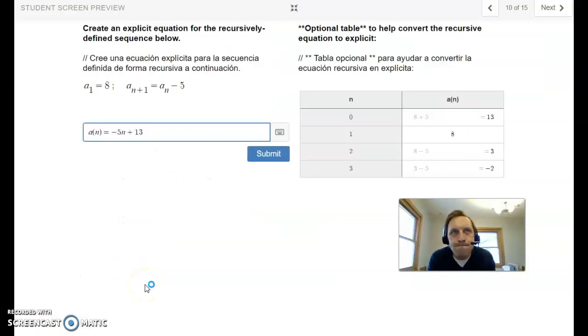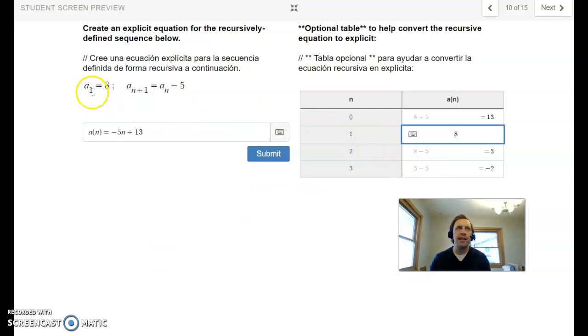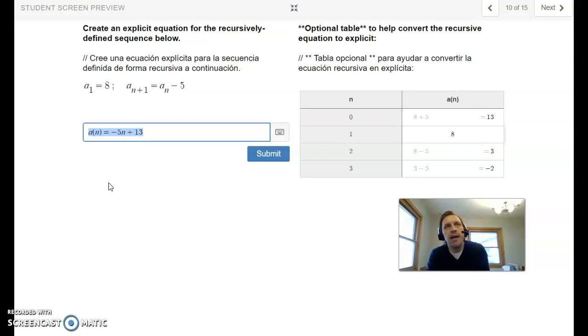So how'd you do? Again, filling out this table, you should have started with 1 giving you 8. That's the first term, so it should be 1/8. Then to go down, you're going to subtract by 5 each time. Go back up by adding 5 to get your y-intercept of 13. So when you write this explicit equation, you should have a sub n equals negative 5n plus 13. Did you do it?